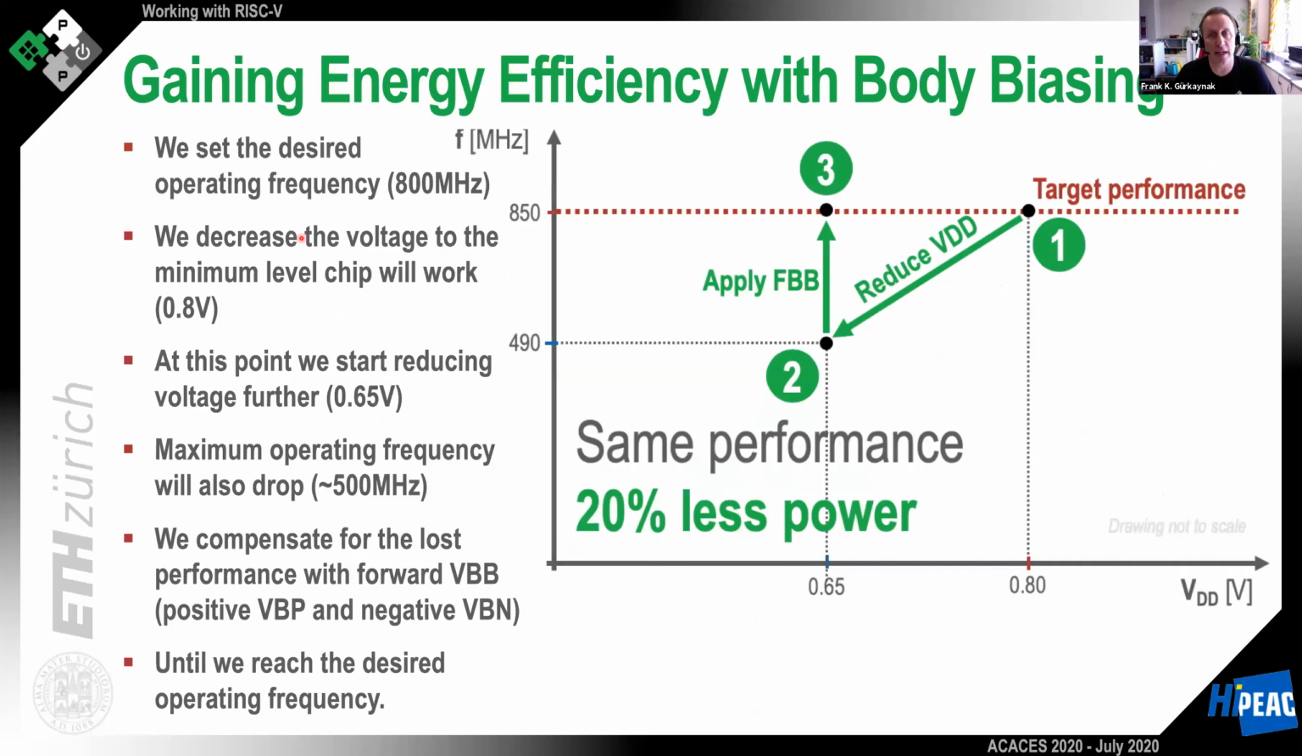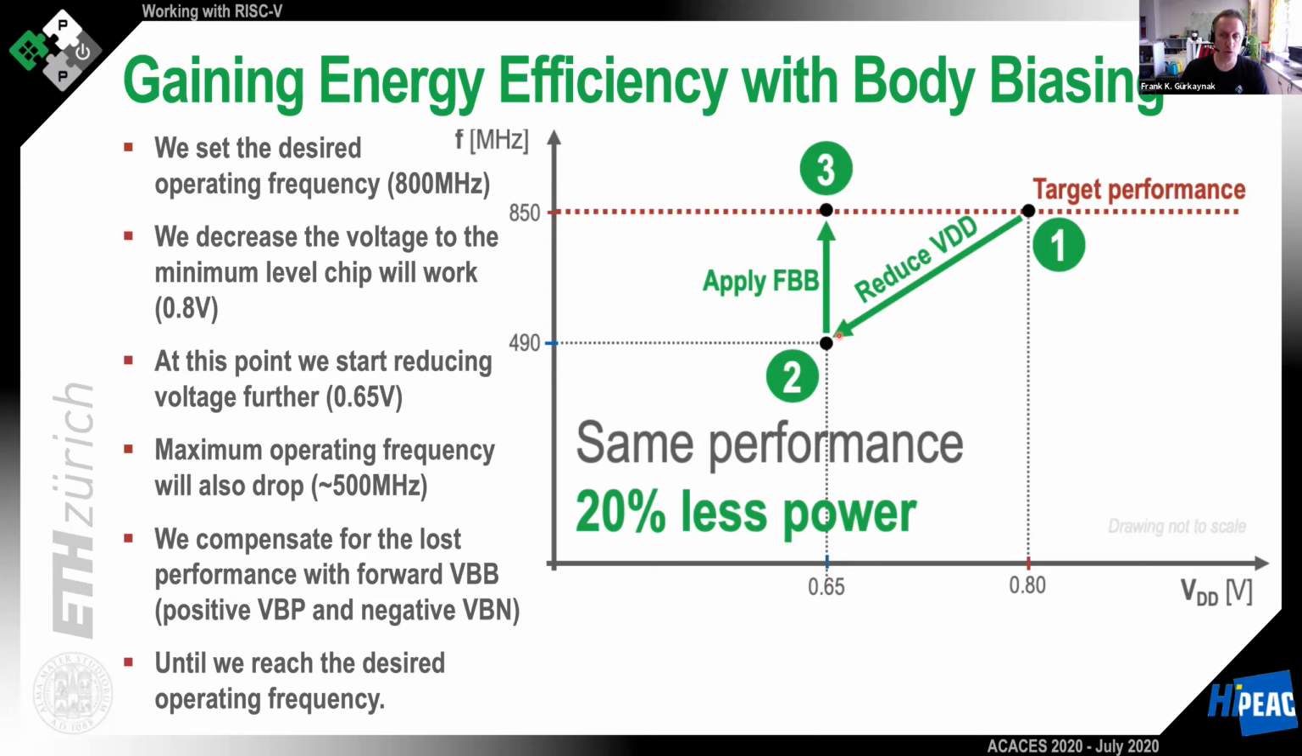The second one is gaining energy efficiency with body biasing. In this case, we have a desired operating frequency, let's say around 800 or 850 megahertz. We decrease the supply voltage of the chip. It was working at 0.8 volts, and you decrease it down to 0.65. This is the minimum level at which we are able to work. Once we arrive there, we use forward body biasing to recover the performance that we lost.